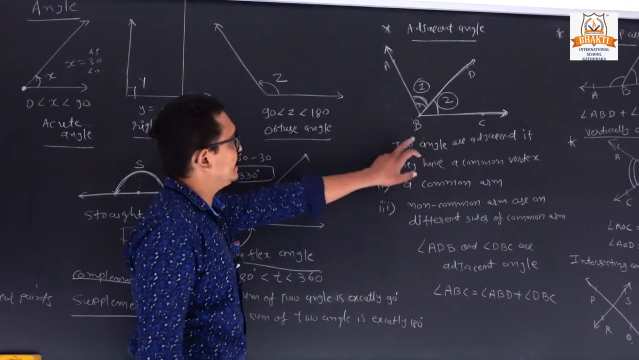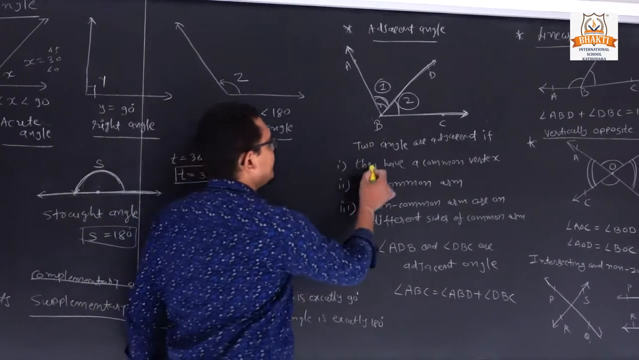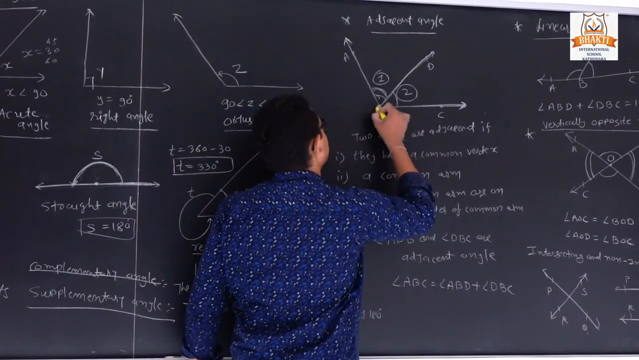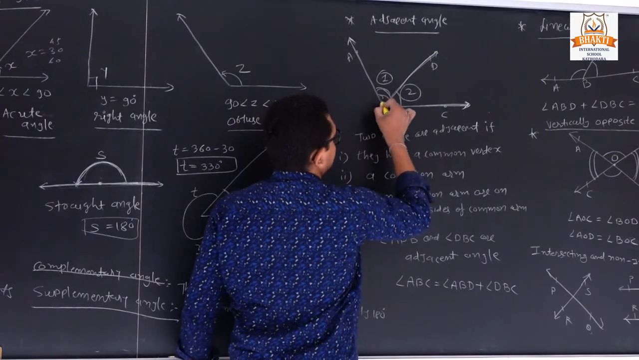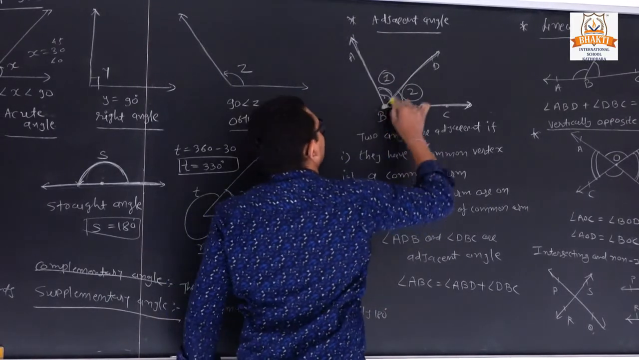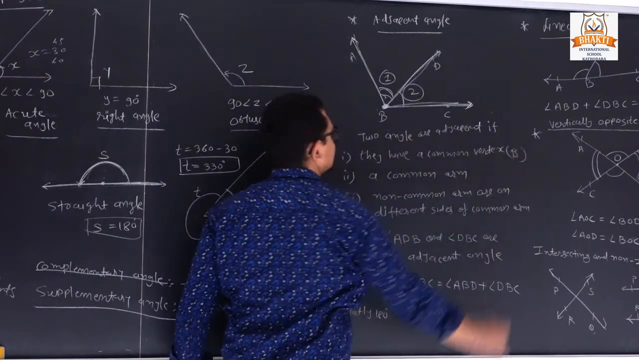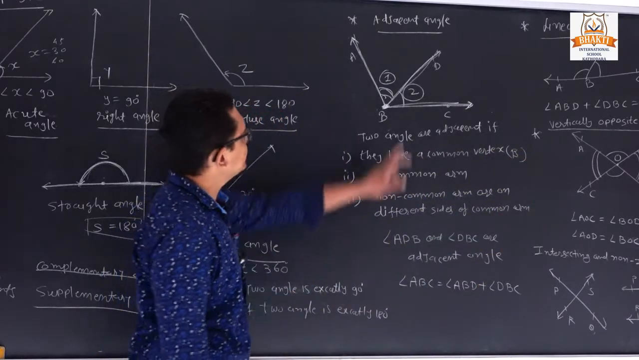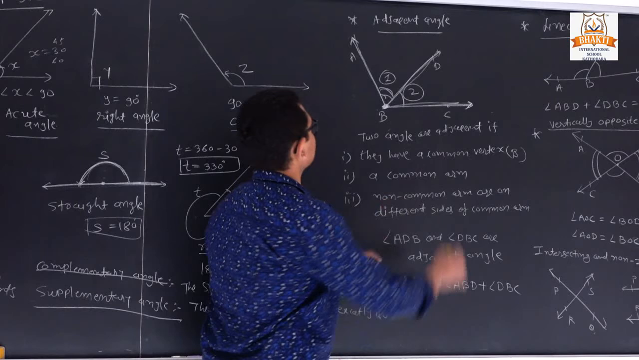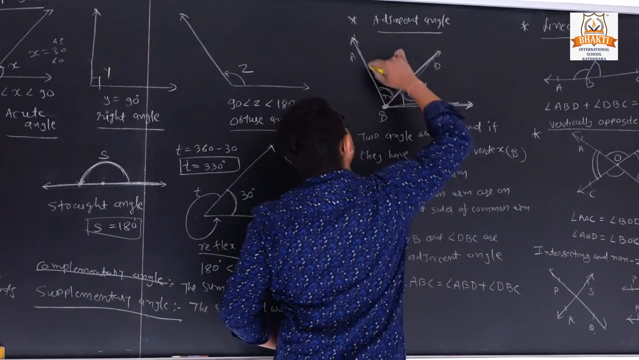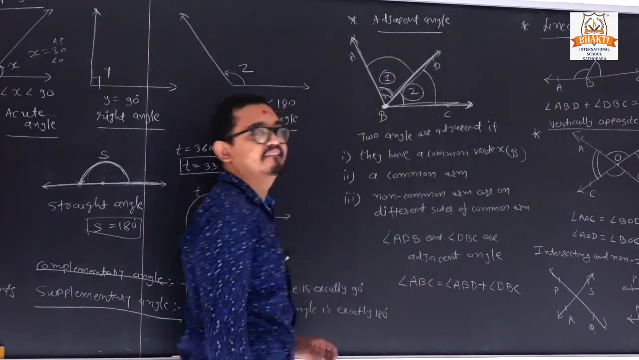Clear? So adjacent angle means what? They have a common vertex, meaning they start from the same point. Vertex means point. So both angles start from the same point B. So the common vertex is B. Both angles have a common arm. So this BD is a common arm between this angle and this angle.